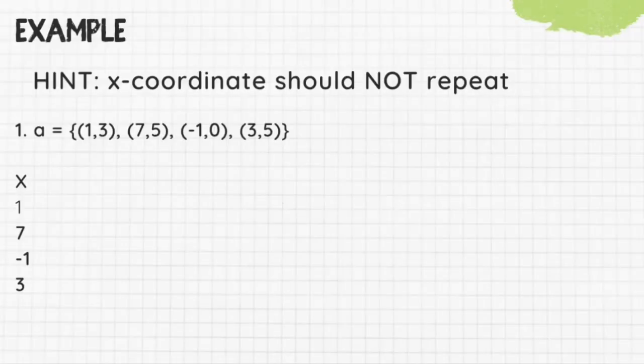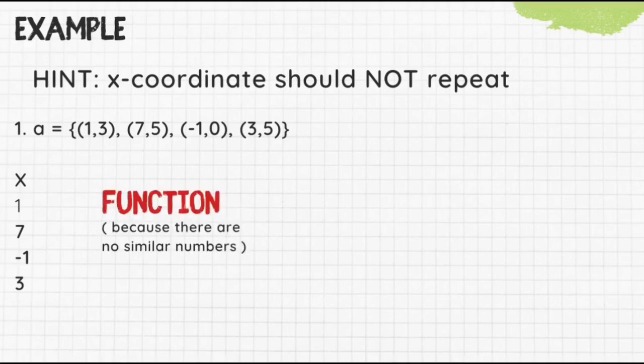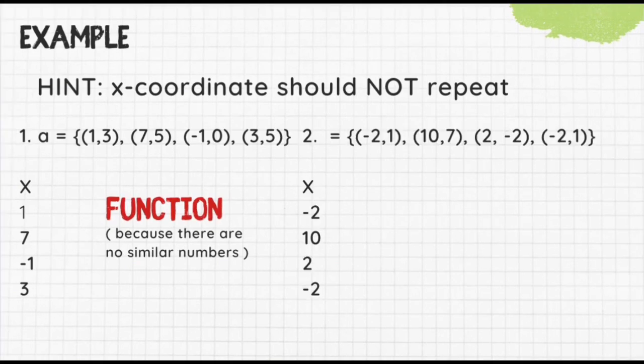Now, let's identify if the given equation is function or not a function. In the first equation, it's given 1 and 3, 7 and 5, negative 1 and 0, and 3 and 5. Clearly, it's a function because there are no similar numbers in the equation. Now, you give it a try.